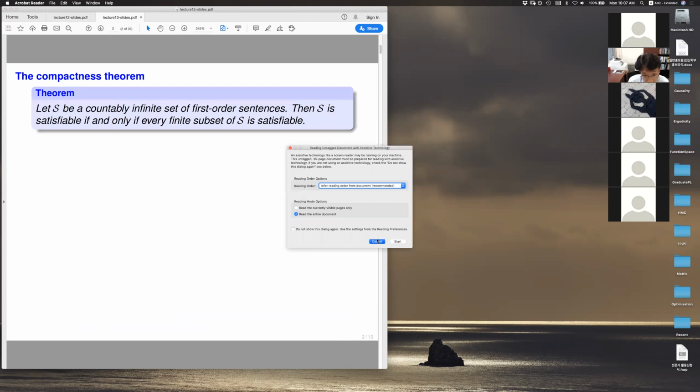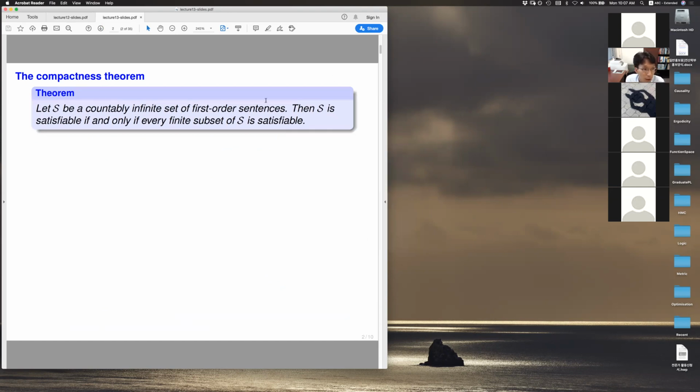Okay. So the compactness theorem says the following. Suppose S is a countably infinite set of first order sentences. Sentence means a formula without free variables. Then the compactness theorem says this countably infinite set S is satisfiable if and only if every finite subset of S is satisfiable. Okay, so that's what this compactness theorem is telling us.